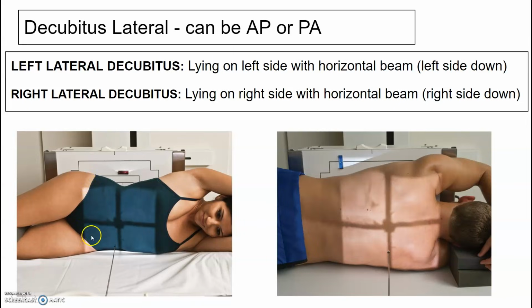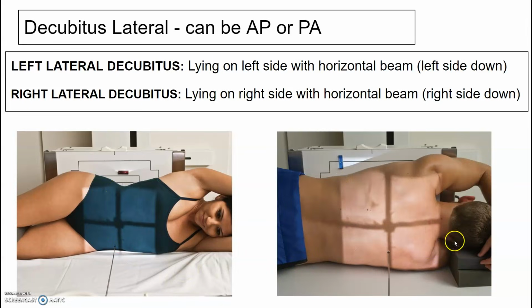This lady right here is laying on her left side, and there's a horizontal beam. This is a left lateral decubitus, okay? We talk about side down for decubitus position. Most of the time, we're looking for either air or fluid levels. So for the abdomen here, we look for free air, and we'll see that on the right side of the abdomen. So we want air to rise, and we want to look at the right.